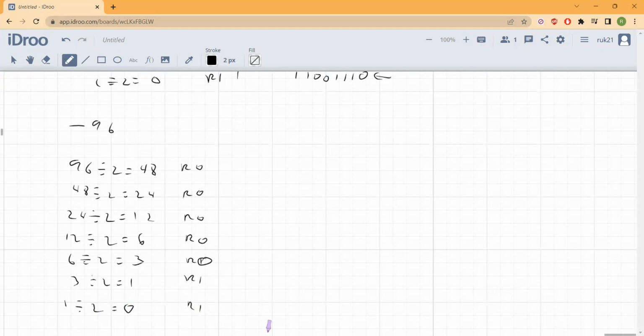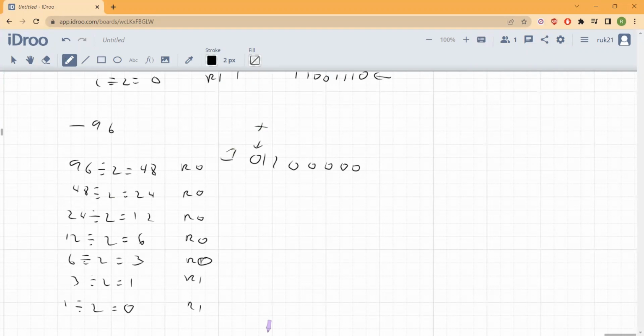That's the 96. We're going to get 1, 1, 0, 0, 0, 0, 0. Perfect. Then again, we're going to pad it in the front with a 0. Again, this just represents that this is positive. This says that this is positive 96.